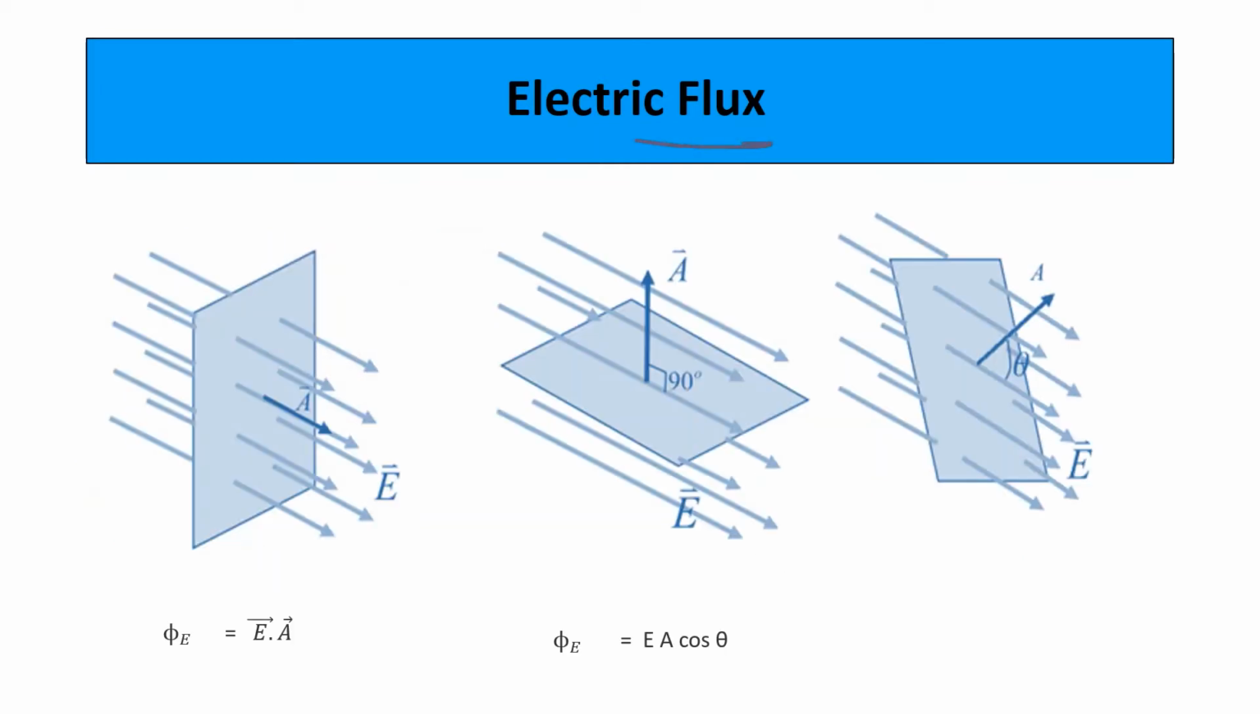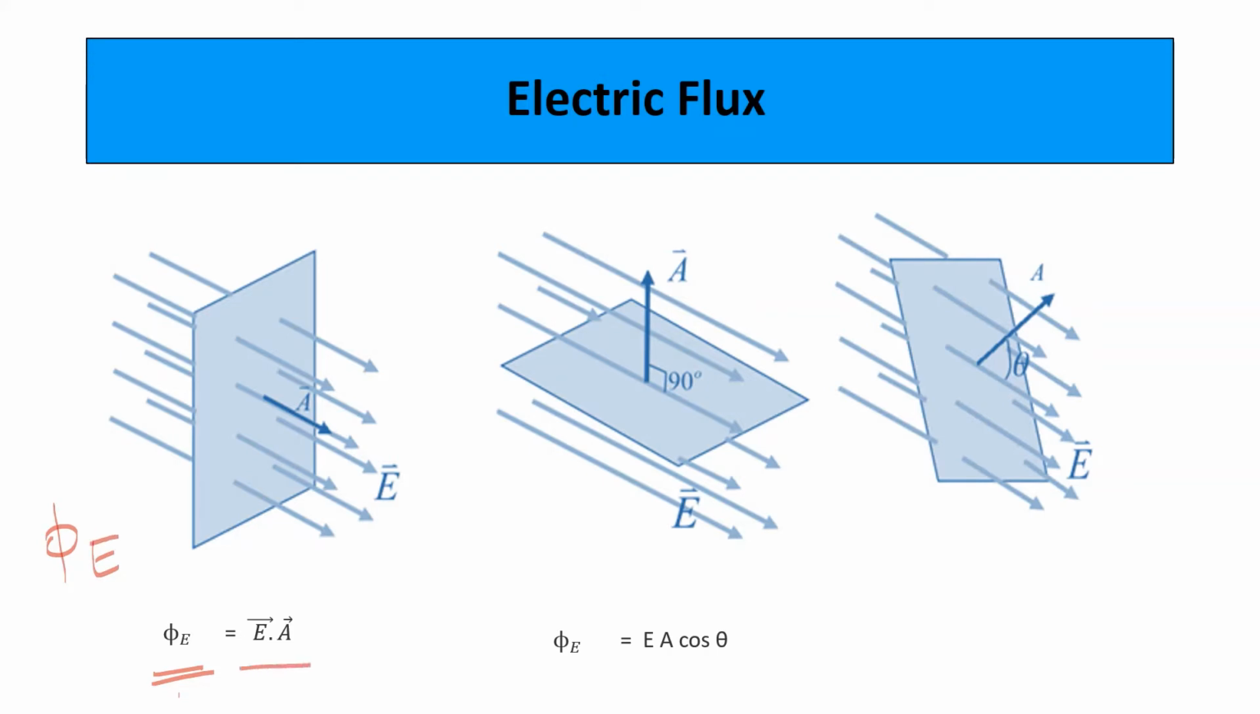Electric flux is the number of lines that is passing through this area. The area vector is shown here. This is the area vector and the lines of force are passing normally, and this number of lines of force passing normally is called electric flux. It is represented using the symbol phi. Phi E indicates electric flux.